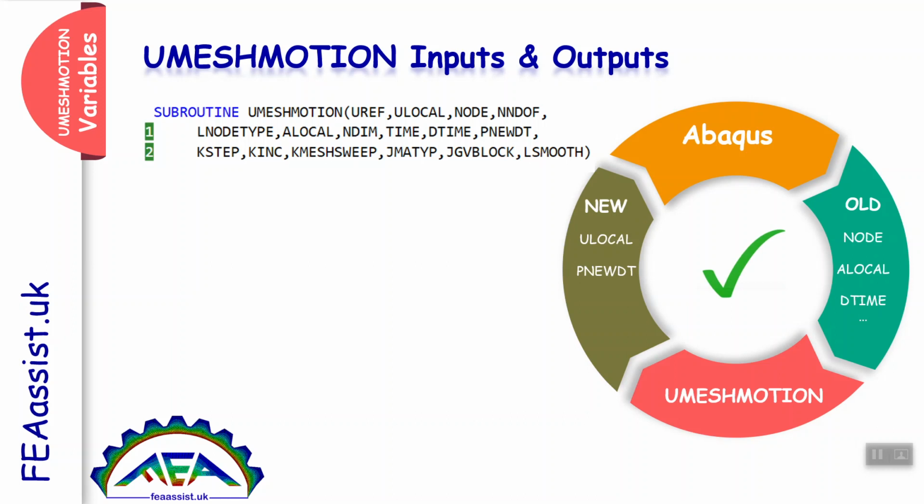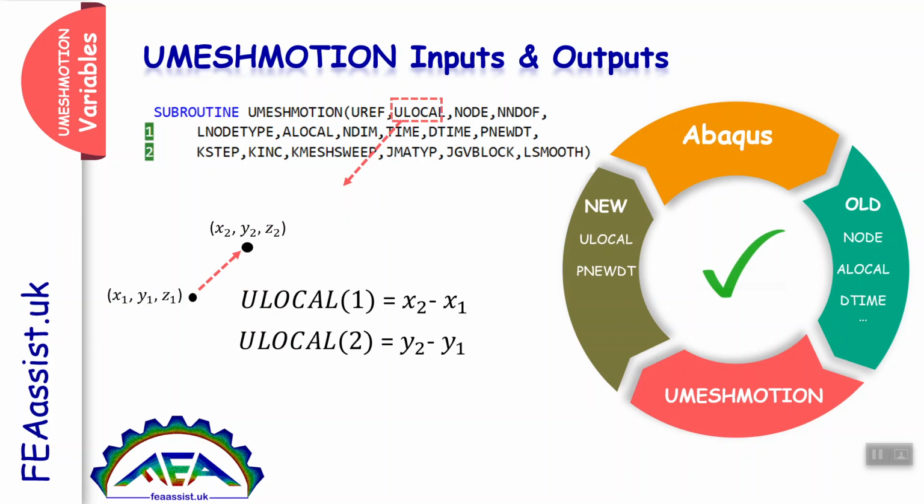It is necessary to understand this well to write a well-working UMESHMOTION subroutine. Here I explain one of the variables, ulocal. Consider you have a point x1, y1, z1. This point is going to be transferred to point 2. So ulocal 1 is the displacement or velocity in the x direction, ulocal 2 in the 2 direction, y direction, and ulocal 3 in the 3 direction or z direction. And these variables need to be well explained to understand UMESHMOTION, which is one of the complex subroutines in Abaqus.